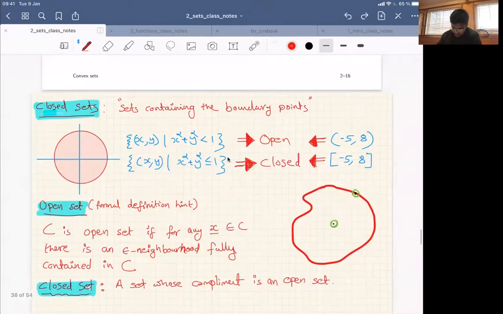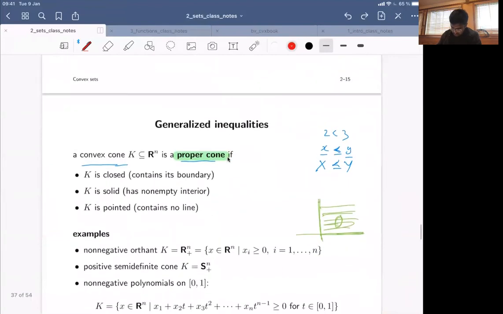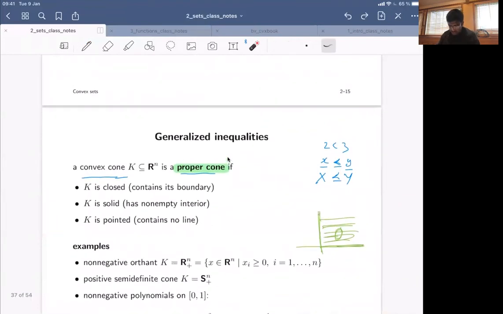Another point is we were defining generalized inequality with respect to a proper cone, right? So then you may get a doubt: why proper cone here? Why can't you use a normal cone? Why are these conditions necessary? We don't have time to go into detail, but I can give you some hint. In detail, you have to read.